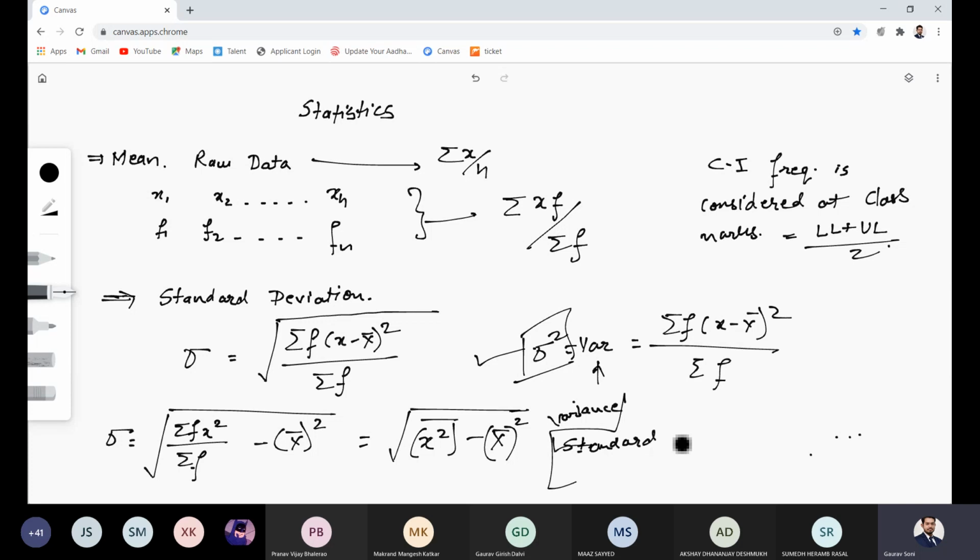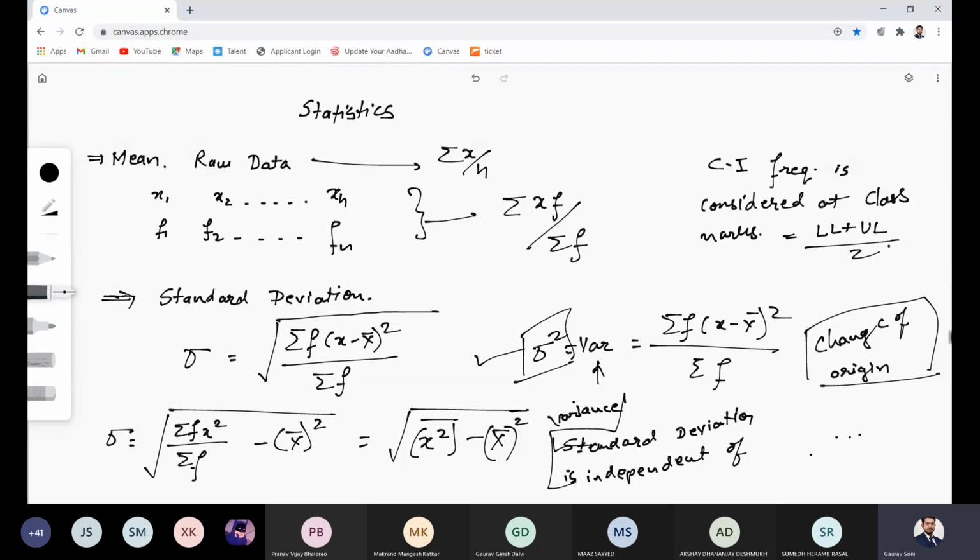Standard deviation is independent of change of origin. So if you look at this, what you are calculating is the deviation. If you look at the basic formula, what you are looking at is how your data is being deviated from its mean value x bar. That's what you are calculating.